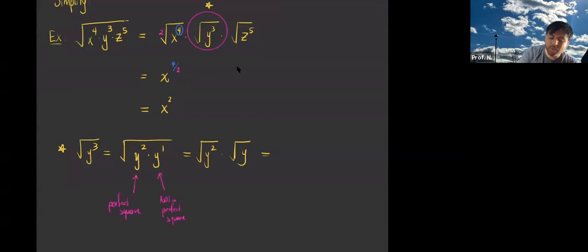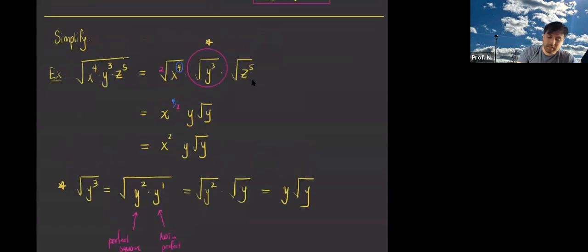So I take the square root of a perfect square. The square root of y squared is y. But the square root of y is just the square root of y. So the square root of y cubed is equal to y times the square root of y. I know, it's weird. But that's what it is.